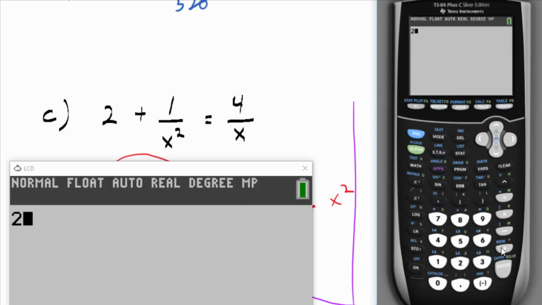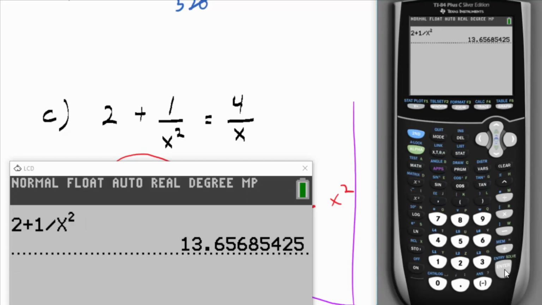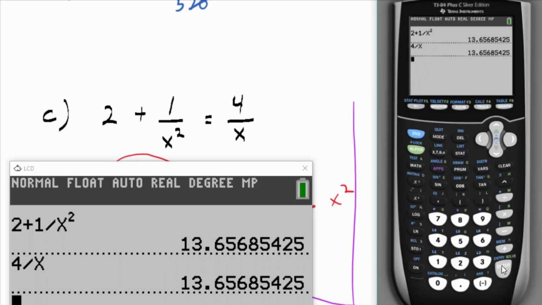So let's go 2 plus 1 divided by x squared. Right? That's the left-hand side. And we get 13.65, blah, blah, blah. And then 4 divided by x, you might be worried, oh, how's that going to be 13? Well, remember, x is a decimal between 0 and 1. So 4 divided by a proper fraction or a decimal between 0 and 1 is going to be bigger than 4. There it is. So sweet, we know we're right.